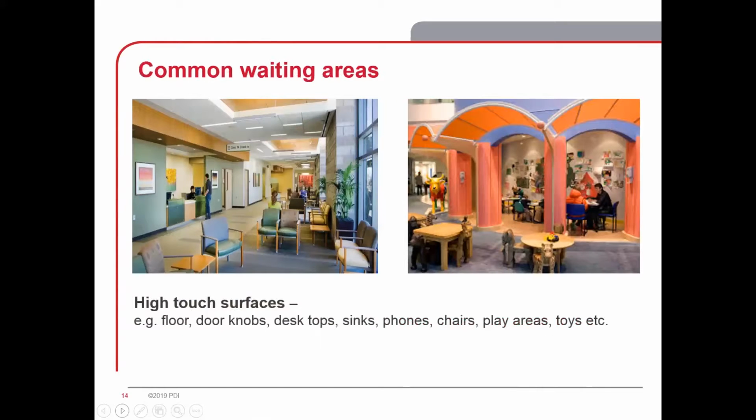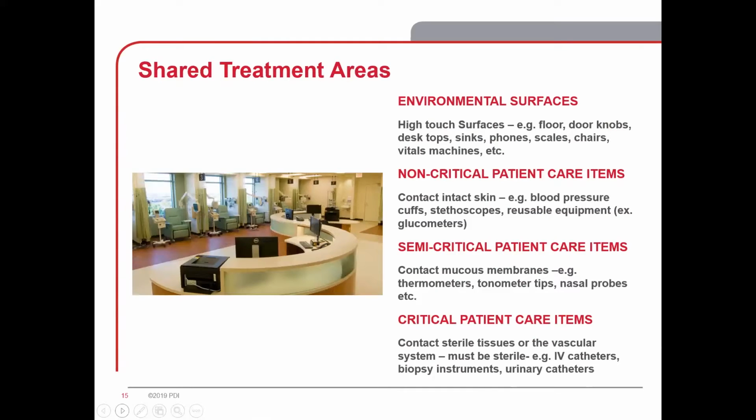There are other areas you may not think about. So we talked about the patient areas, but typically what we see in ambulatory care are your common waiting areas. So an example are the waiting rooms or even the play areas if you're in a pediatric type situation. And these high touch surfaces, again, would be considered like your doorknobs, your desktops, but even sinks, phones, chairs, the playscapes, toys, etc. So these are all things too that do need frequent cleaning and disinfection.